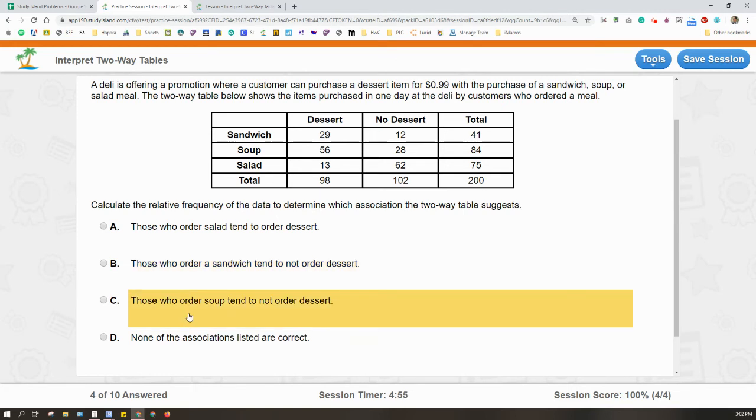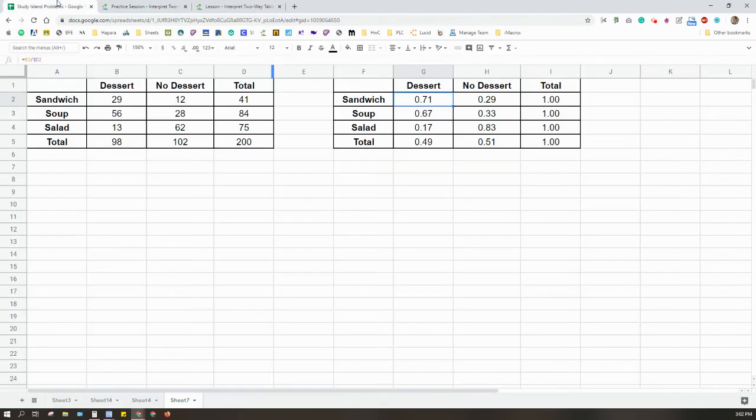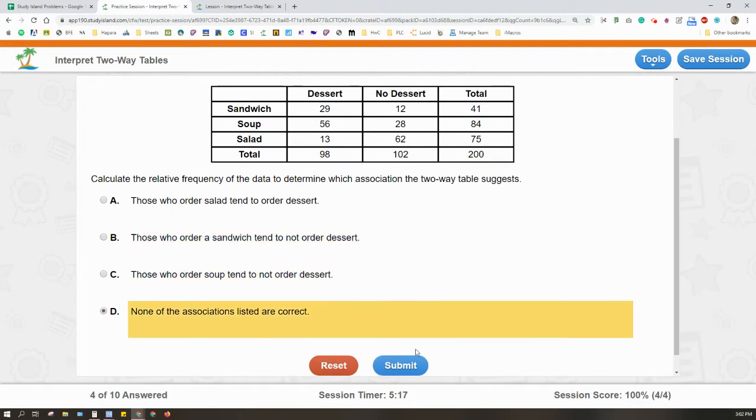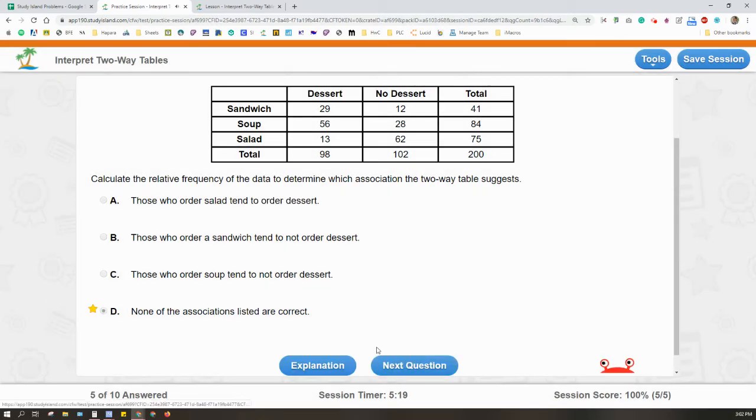Those who order soup tend to not order dessert. We go back. Those who order soup tend to not order dessert. Well, only 33% of them did not order dessert. 67% of them did. So all of these seem to be false. D says none of the associations listed are correct. And that's what we do.